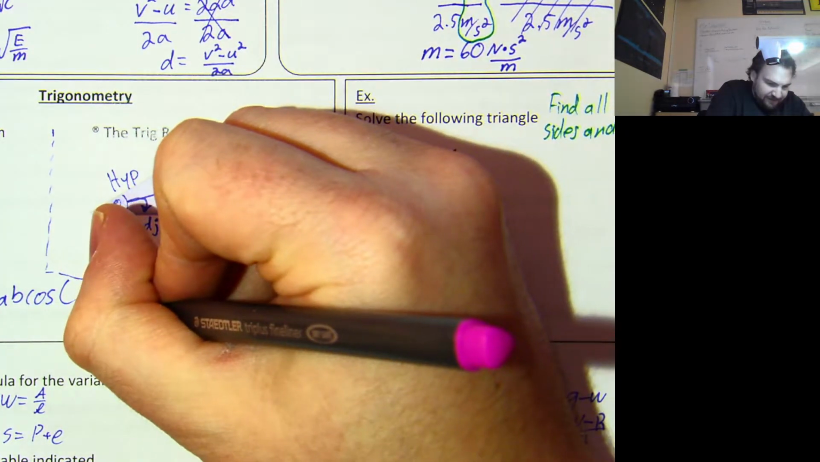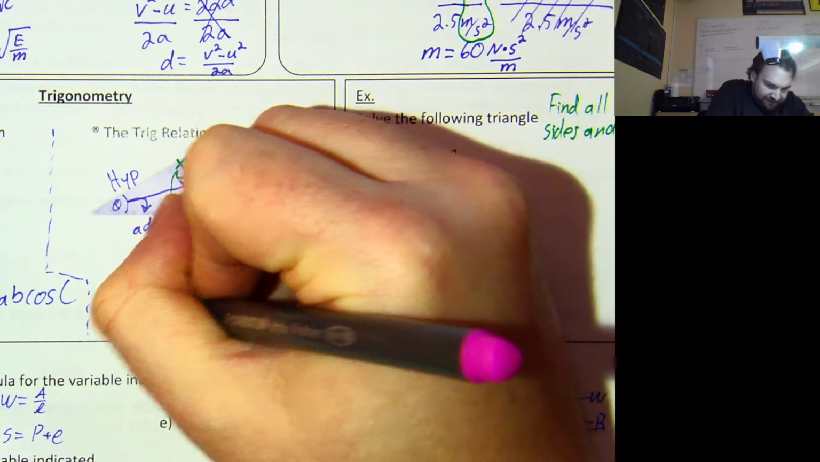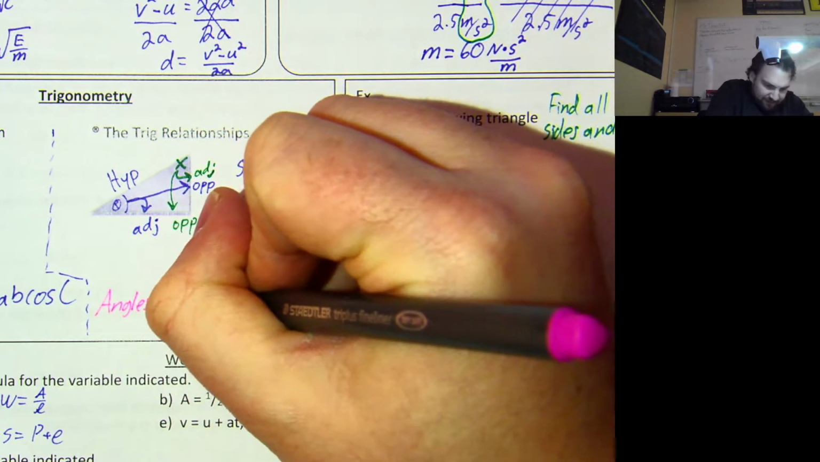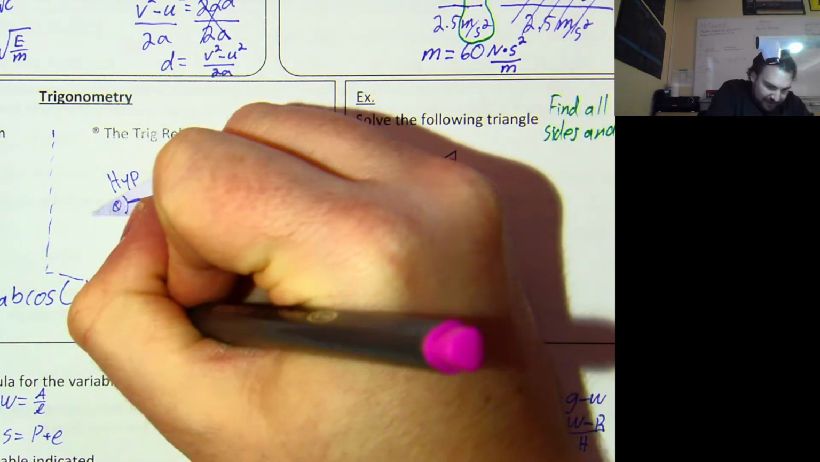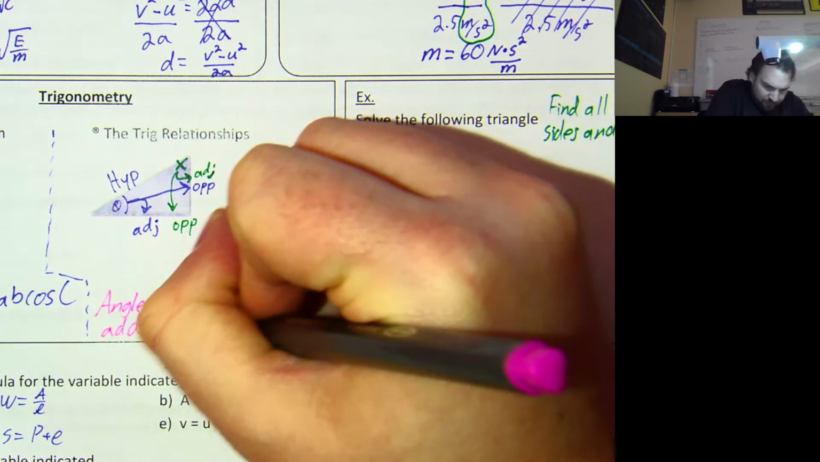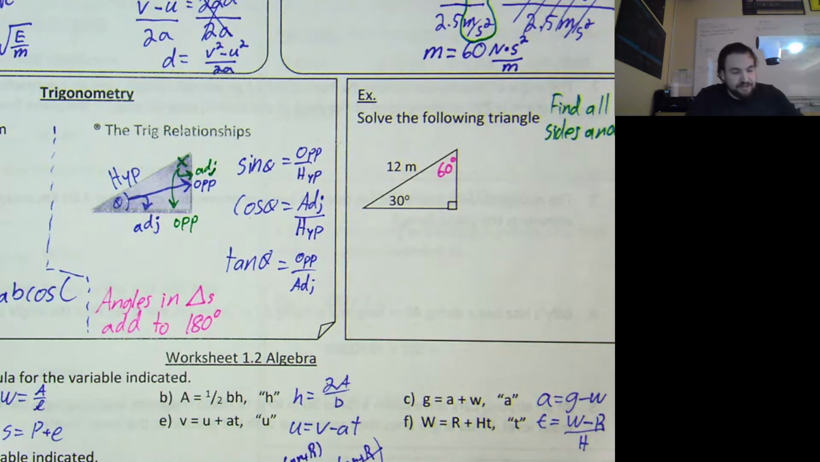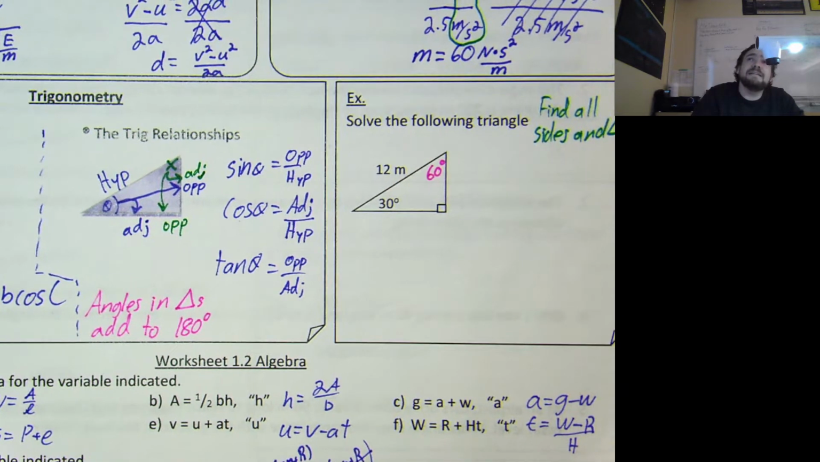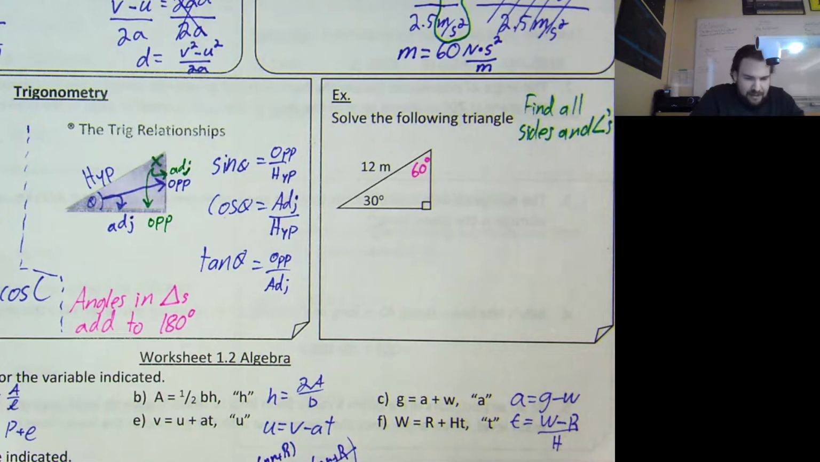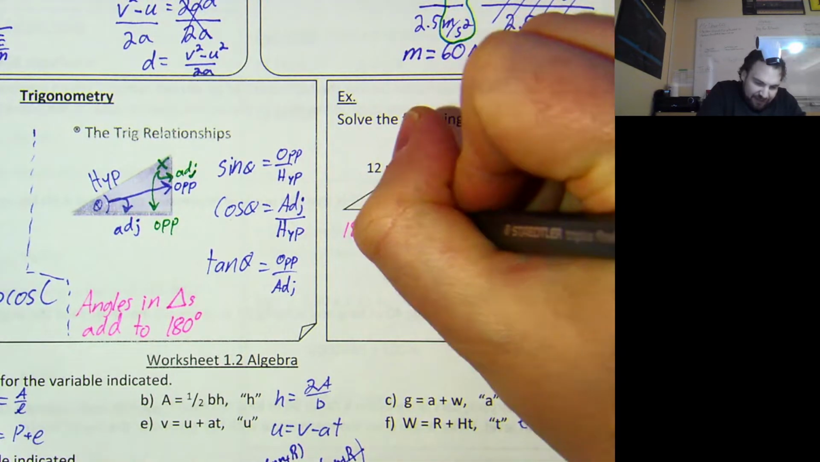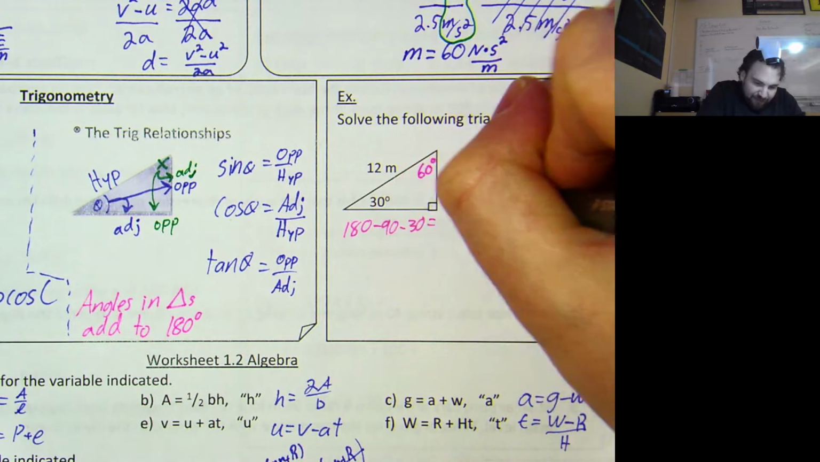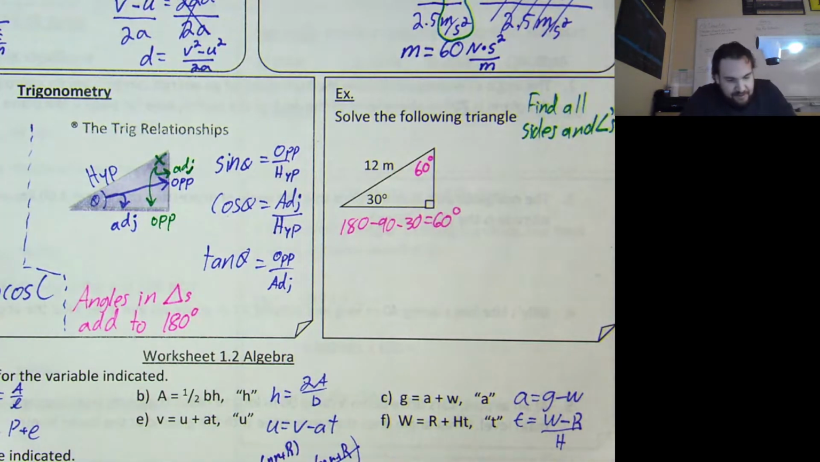Also, as a fun fact, angles in triangles add to 180 degrees. We like that. So we start with the 180, subtract the 90 that we're given, subtract the 30 that we're given, so the last angle there is 60 degrees. Thanks, Manuel. Cool. Now what? We have two missing sides.